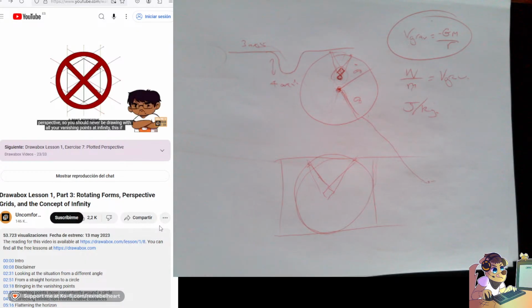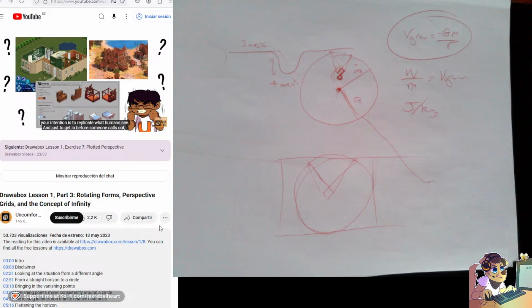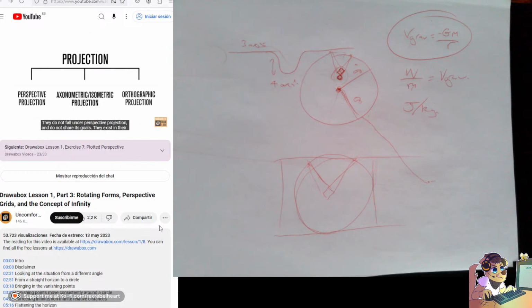So you should never be drawing with all your vanishing points at infinity if your intention is to replicate what humans see. And just to get in before someone calls out, well, isn't isometric or axonometric projection 0-point perspective? No, they're not. They do not fall under perspective projection and do not share its goals. They exist in their own category and cannot be referred to as perspective in the context of projection. This confusion usually arises from people using perspective as a synonym for projection, which is incorrect and very misleading.